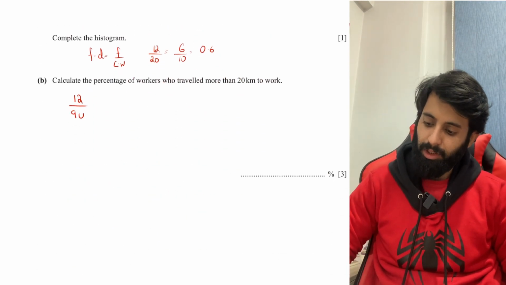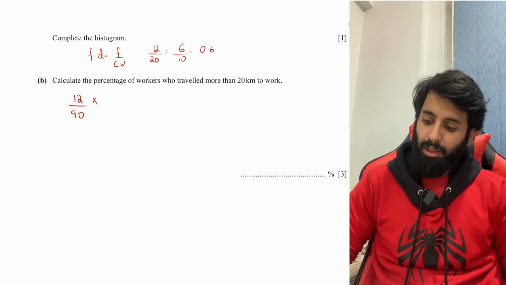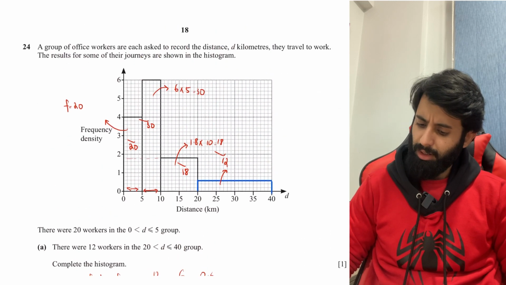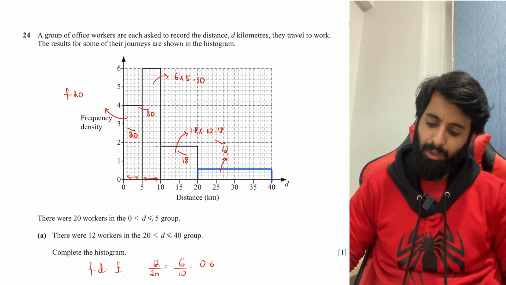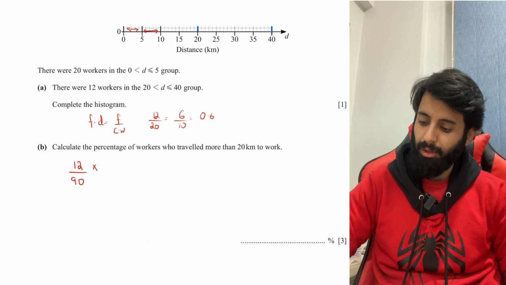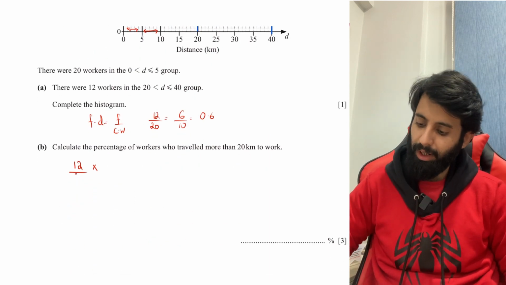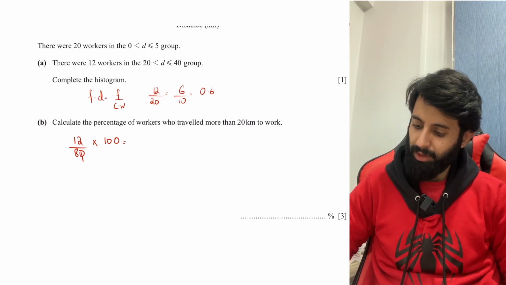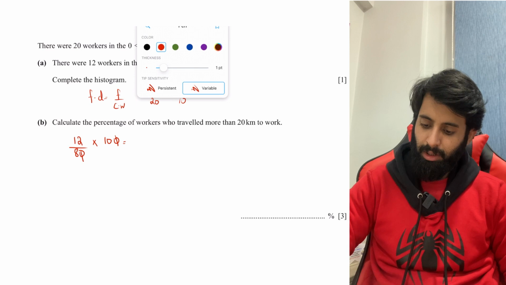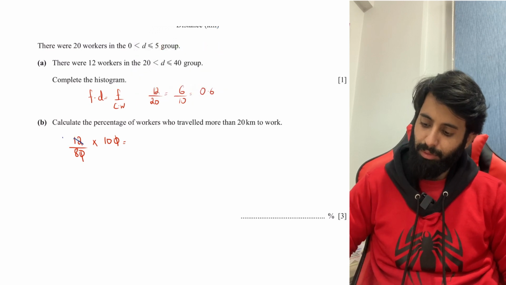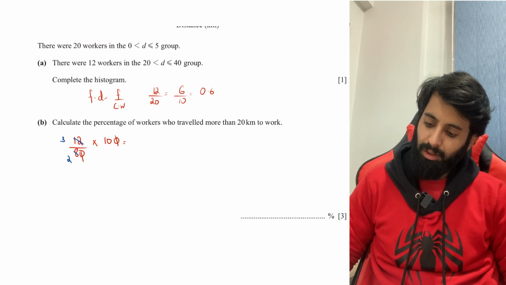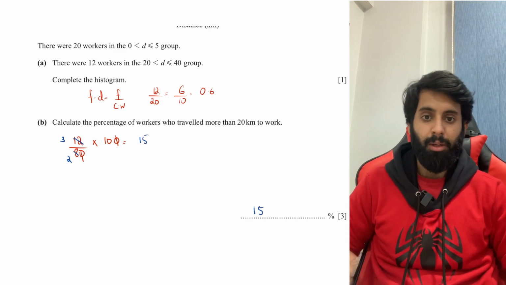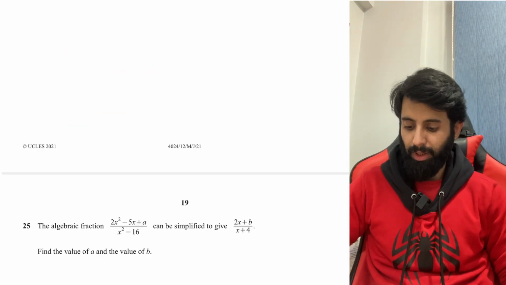so that means the total frequency is 90, multiplied by, wait, is it 90 or is it 80? Hang on, 50, 68, yeah, it's 80, sorry, my bad. So 12 upon 80, multiplied by 100, since we want percentage. Let's simplify this. So 0 and 0 cancel. 12 and 8 we can simplify using the table of 4. 4 3s are 12, 4 2s are 8. 3 times 10 is 30. 30 upon 2 is 15. So we have 15% of people who traveled more than 20 kilometers to work.